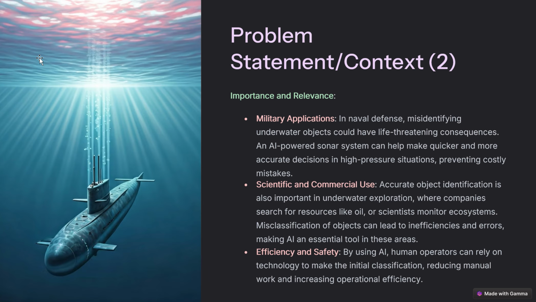Now let's talk about why this is important. In military situations, misidentifying an object underwater could lead to life-threatening consequences. This AI model can help by making quicker and more accurate decisions. It is also useful for commercial exploration or scientific research. For example, companies searching for oil or scientists studying ecosystems would benefit from accurate object identification. This technology can improve efficiency and safety.